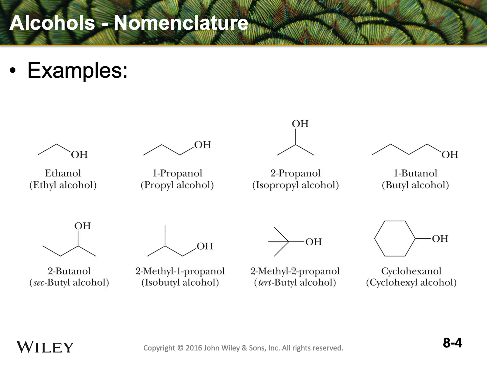Okay? So in this case right here, we have ethane, but we have now the OH on the end, and so we cut off the E and add OL to give us ethanol. Here we have 1, 2, 3 carbons, so we have propane, cut off the E, add OL, so we have propanol. Right here, we notice we have it on this first carbon, so we denote that it's on the 1 position, giving us 1-propanol.